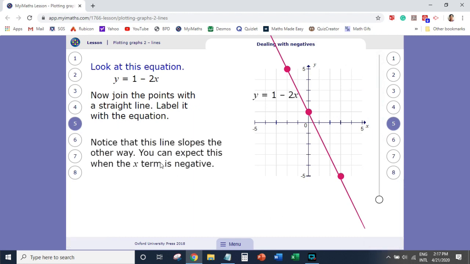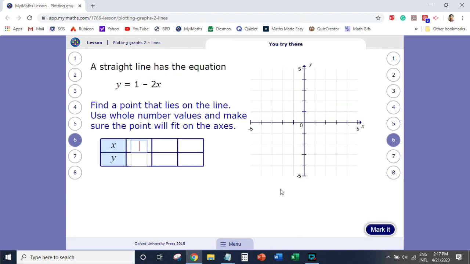Okay, so notice that this line slopes the other way, like going down. From left to right, it's going down. You can expect this when the x term is negative. Like in our previous example, the x terms are positive. That's why our graph, from left to right, is going up. Here it's going down. So here, again, our x term is negative, negative 2x. It is expected that the graph is going down.